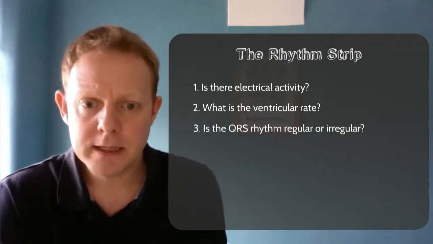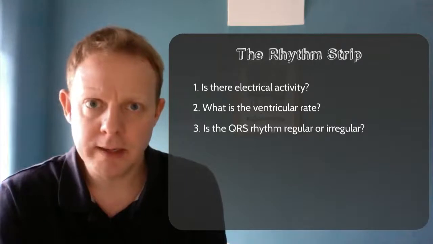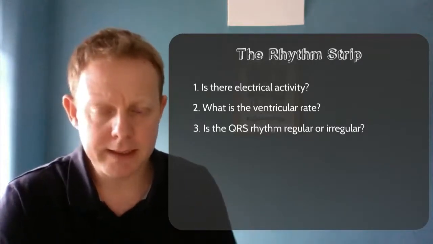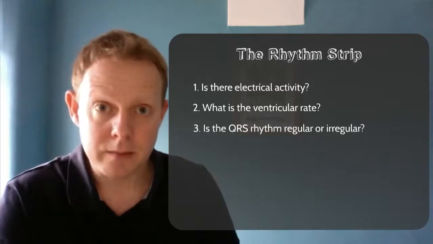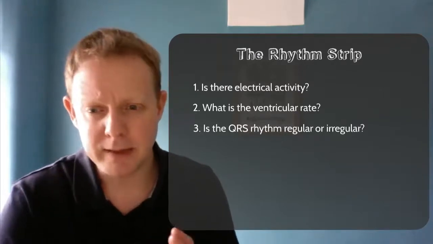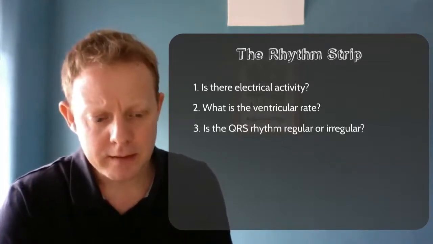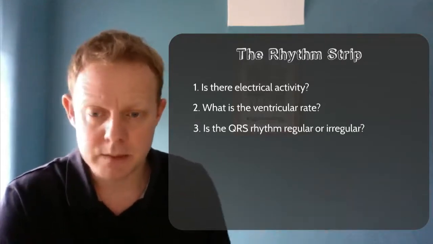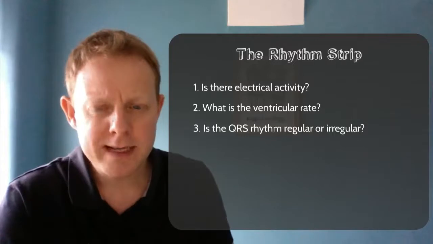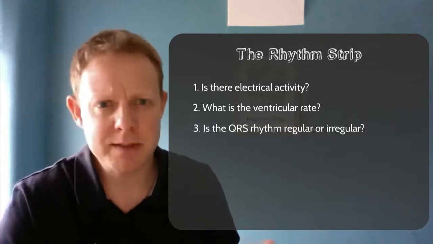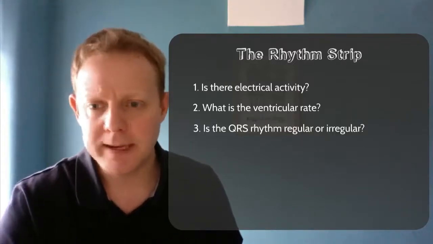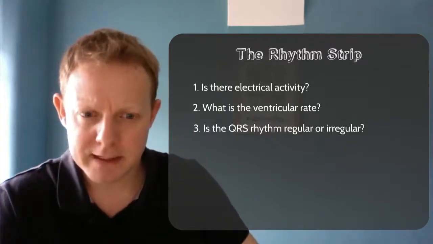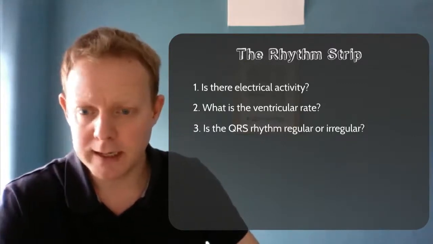Third, we want to know, is the QRS rhythm regular or irregular? If it's regular, that's fine. You can stop there. That's all you need to know. If it's irregular, we need to think, well, how is it irregular? Is there a pattern? There are some missing beats, for example. It's regularly irregular. Or is it irregularly irregular, in which case there's absolutely no pattern and we can't predict when the next beat is going to come. So try and have a look at that and decide if it's regularly irregular or irregularly irregular.